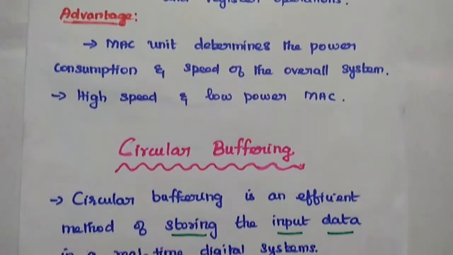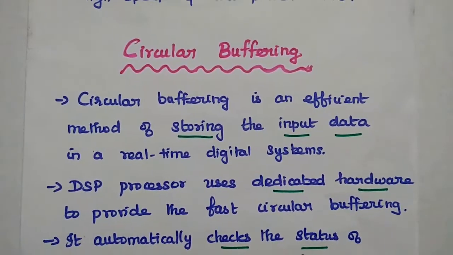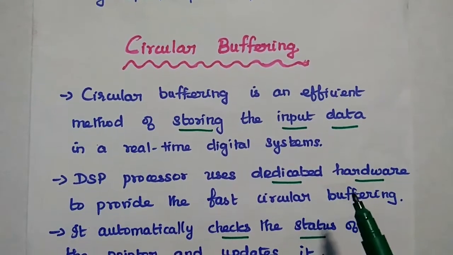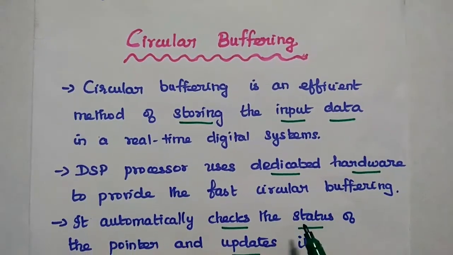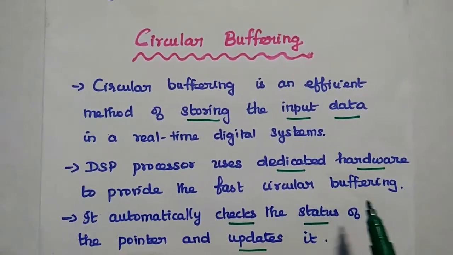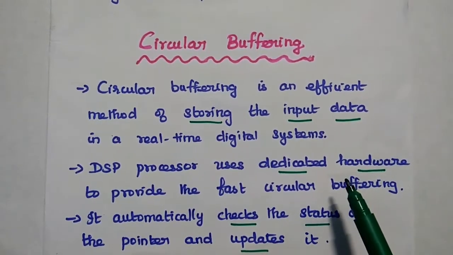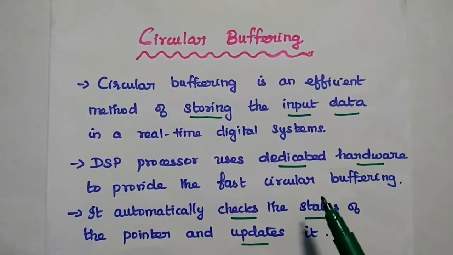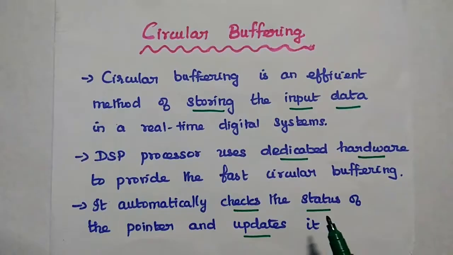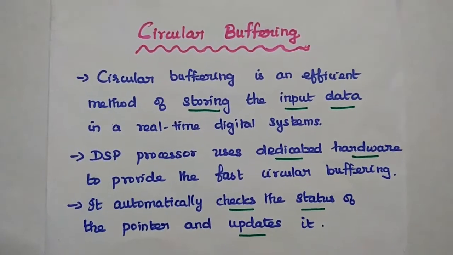So next we are going to discuss circular buffering functionality. It is an efficient method of storing the input data in real-time digital systems. Here the DSP processor uses dedicated hardware to provide fast circular buffering. So in real-time applications we need to store the data in an efficient manner. For that we are using that methodology, circular buffering. This method checks the status of the data and updates it continuously.